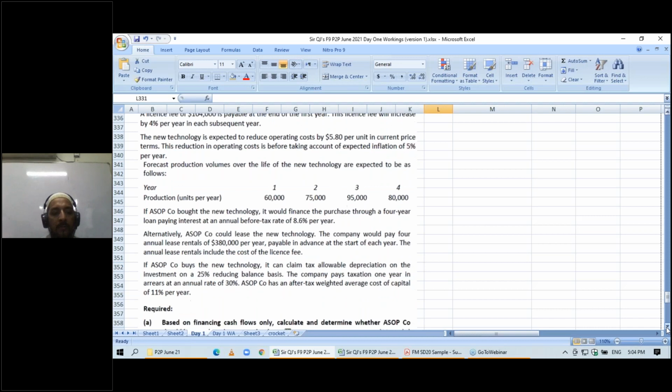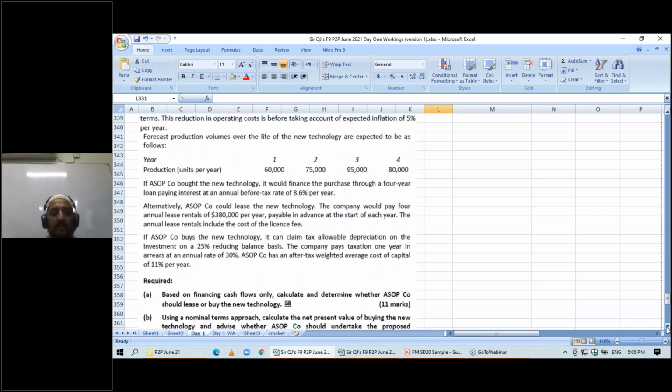Okay, students, the first requirement of this question is an important requirement. Remember, students, the tendency of the examiner asking for capital rationing, asset replacement and lease or buy decisions has increased nowadays. So please do these properly.